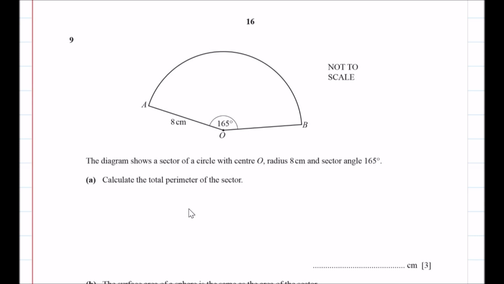Next. The diagram shows a sector of a circle with center O, radius 8 cm and sector angle 165 degree. Calculate the total perimeter of the sector. So if you have to find the perimeter of the sector, what you need to do, we need to add the two radii, both the radius and the arc length, right? So let me write it here.